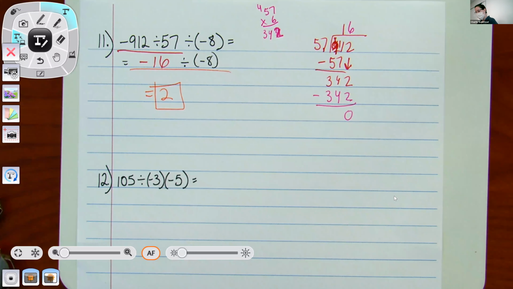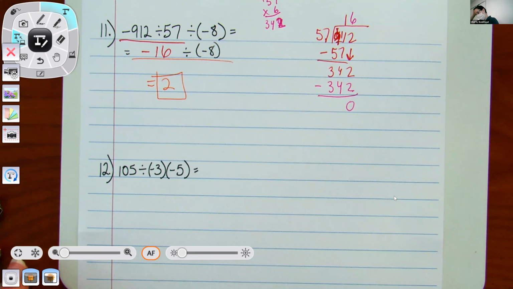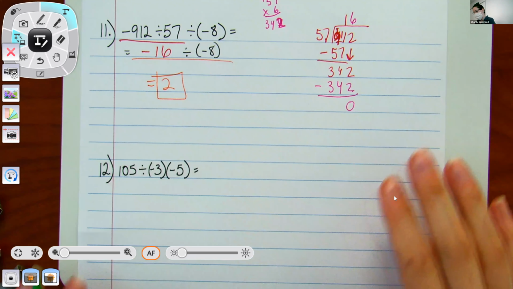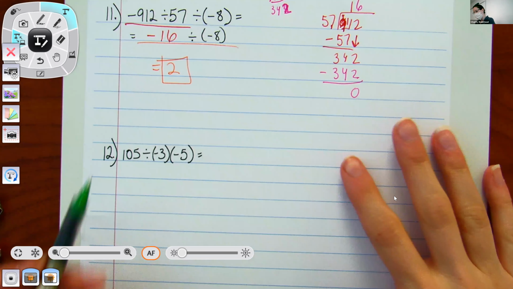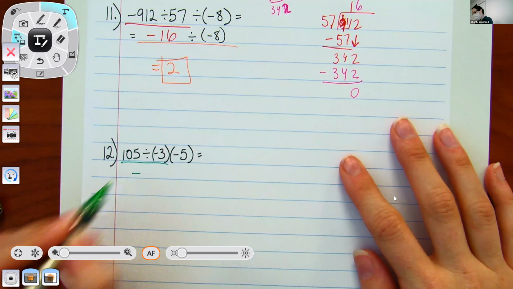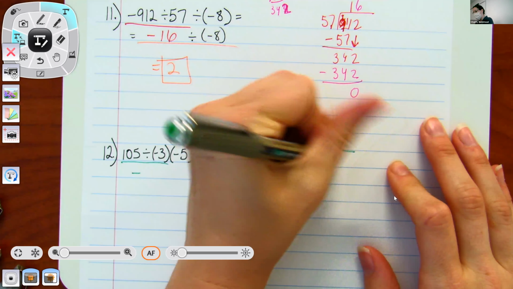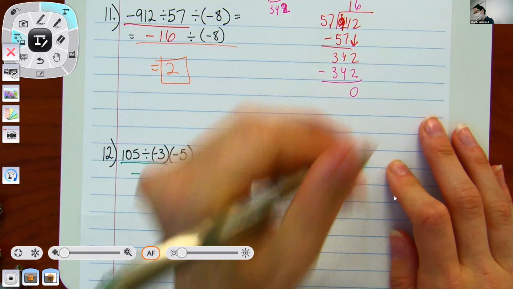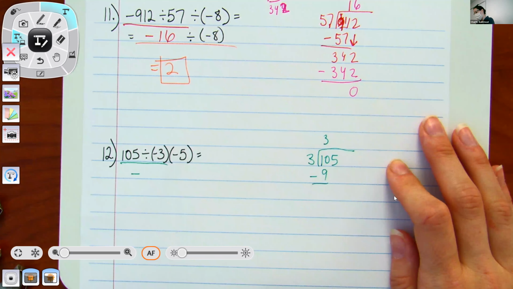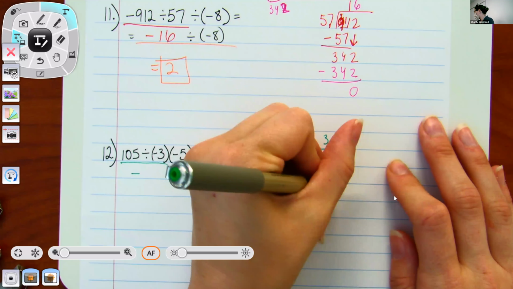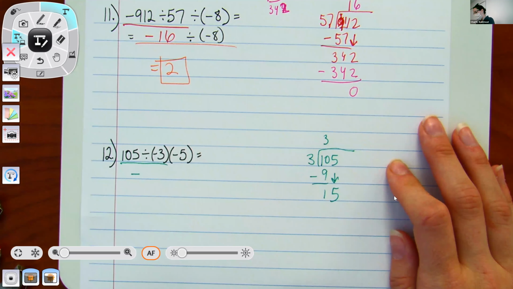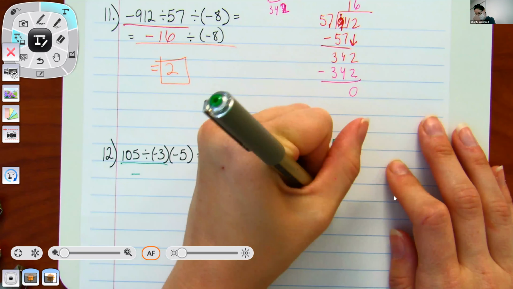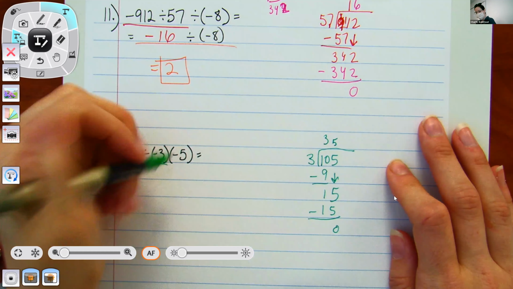All right, number 12, 105 divided by negative 3 multiplied by negative 5. So we're going to just go straight across here. So the first thing we have to do is 105 divided by negative 3. So we know that's going to be a negative answer. And then let's just use long division, 3 into 105. So 3 goes into 10 3 times. 3 times 3 is 9. 10 minus 9 is 1. And then we bring down the 5. And then 3 goes into 15 exactly 5 times. So that part gives us negative 35.